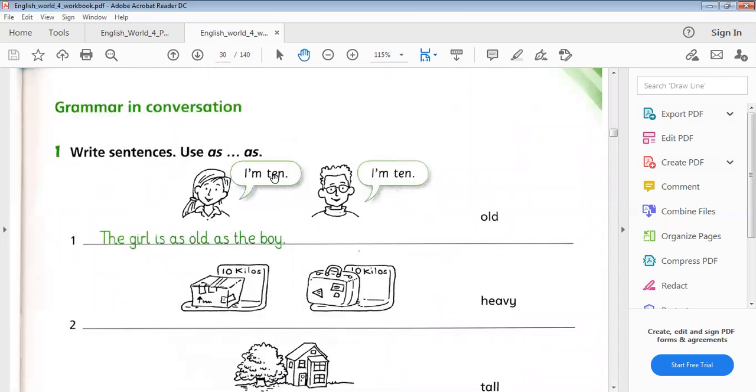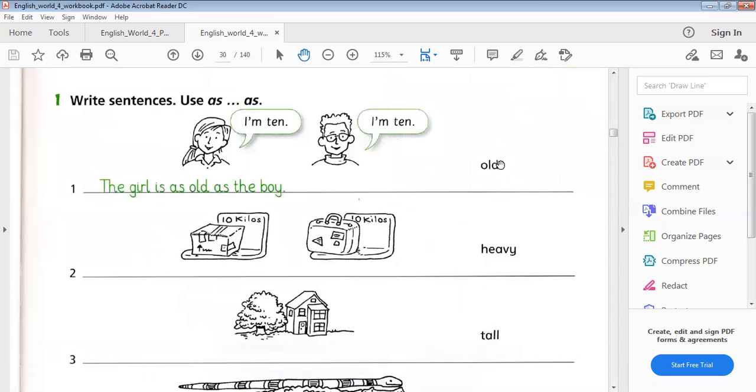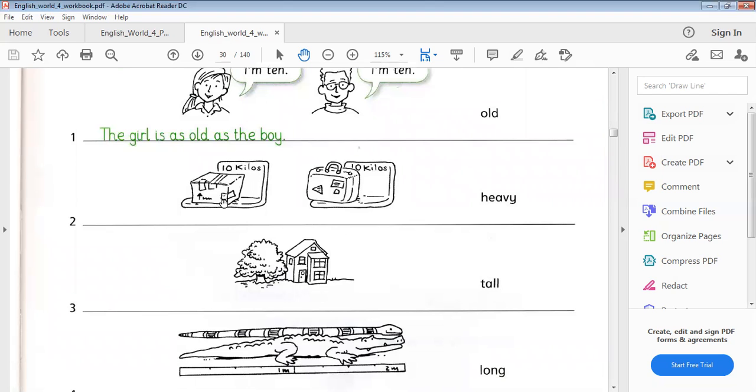Here, look, the girl says, I am 10. The boy says, I am 10 too. So we say, the girl is as old as the boy, okay? As old. I will give you the word old, don't worry. The girl is as old as the boy. Here, look at the box. It's 10 kilos, and the bag is also 10 kilos. So we say what? I'll give you the word heavy, so you will write what? The box is as heavy as the bag.